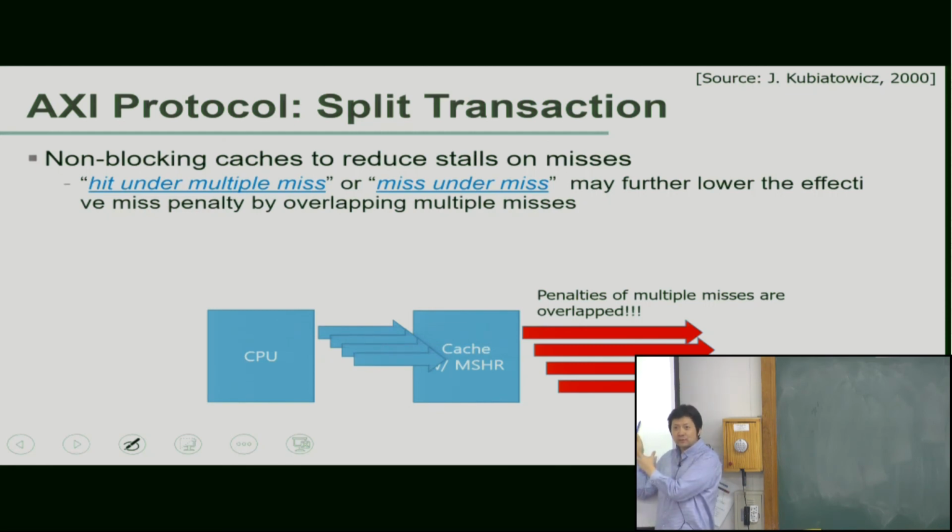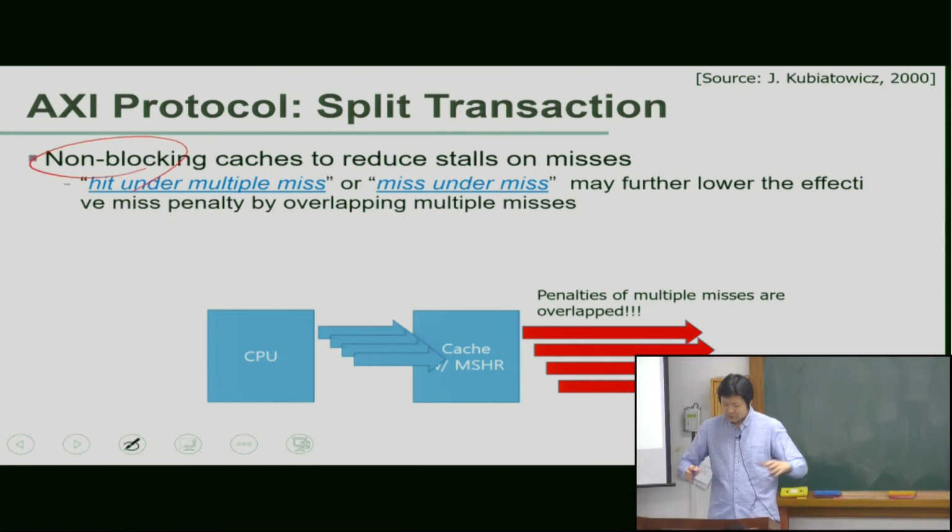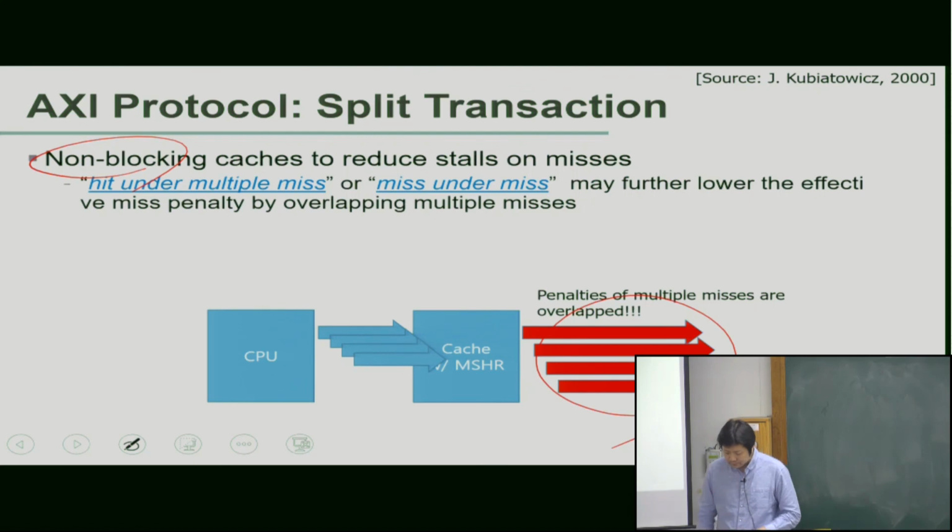Because there are 4 requests being serviced by the memory system, right? So this is a miss under miss, because we are using a non-blocking cache. Even though there's a cache miss, there's another cache miss that can be serviced in an overlapped manner. So all of these requests will be serviced in an overlapped manner, so that it effectively reduces the cache miss latency for individual cache misses.